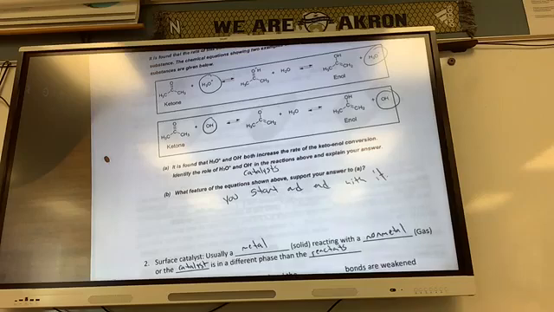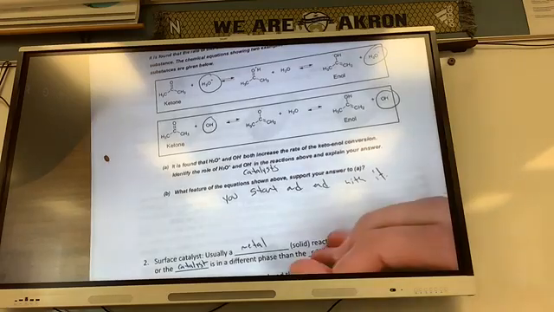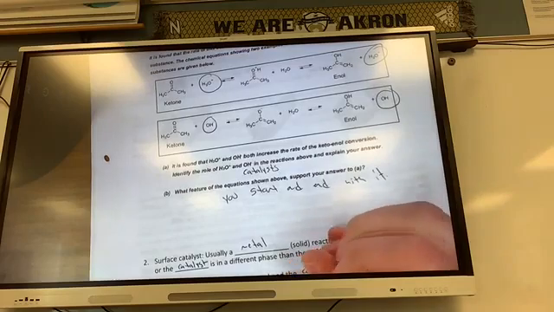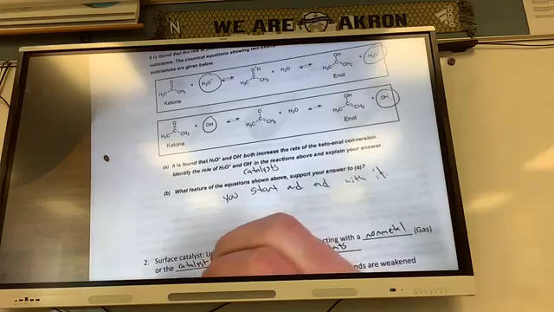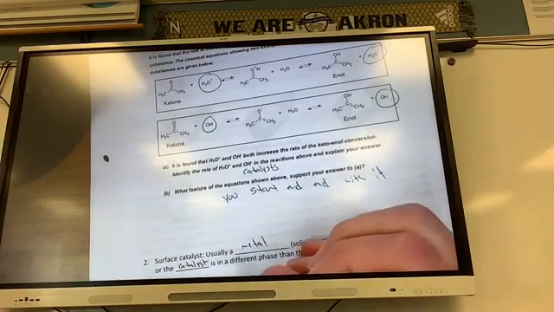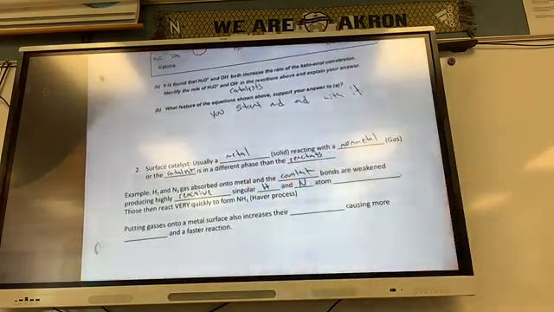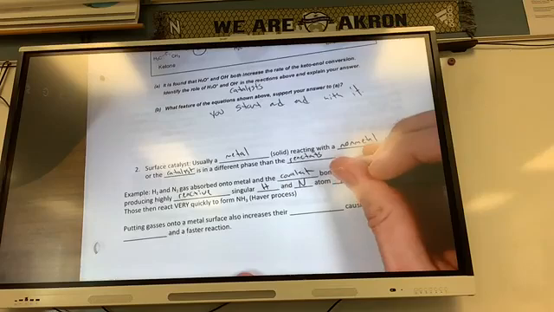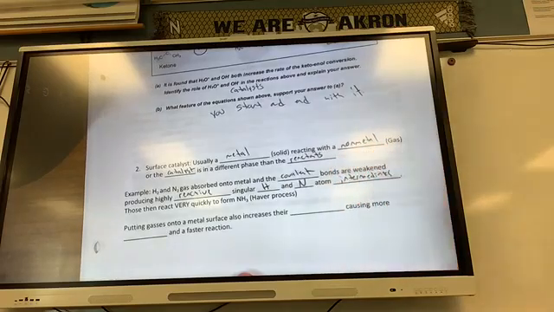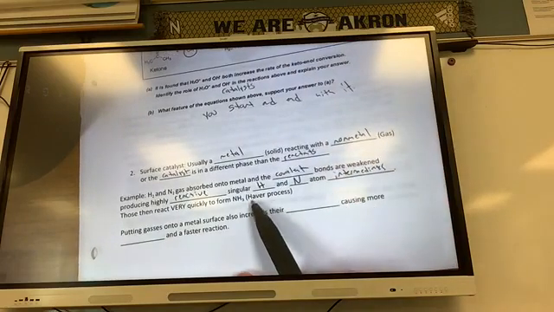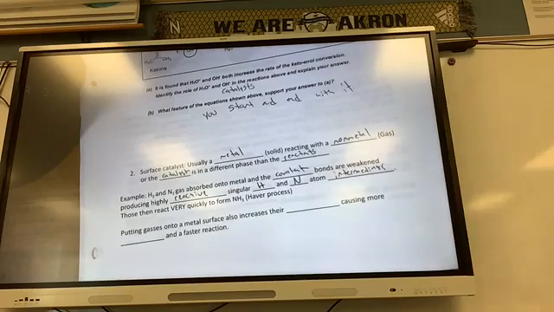So for example, hydrogen and nitrogen gas absorbed onto metal, and the covalent bonds are weakened, producing highly reactive singular H and N atom intermediates. Once again, intermediates, monatomic H and monatomic N, which we know are diatomics. So those are super reactive.